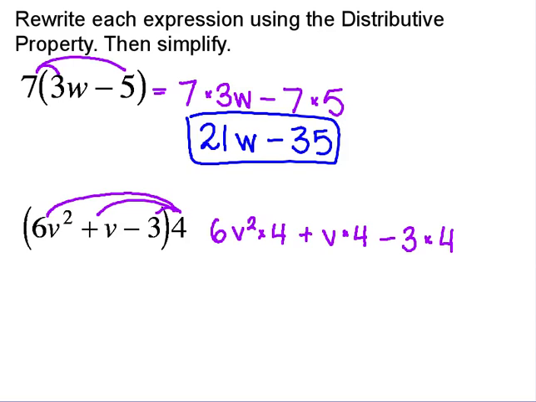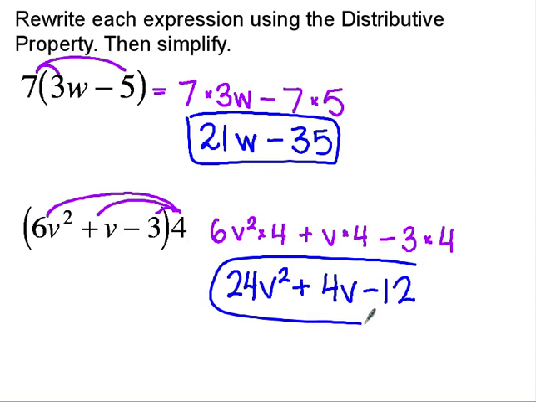What's my final answer going to be here? Haley, what'd you get on your first one right here? Yep, keep going. You're on a roll. Plus what? Okay? Perfect. That's exactly right. 24b squared plus 4b minus 12. Nice job. So all you're doing is having to multiply.